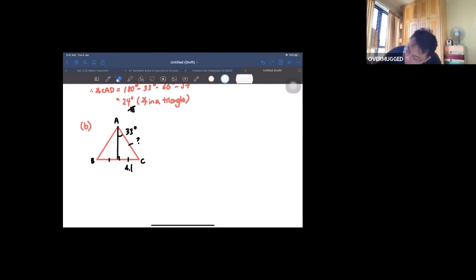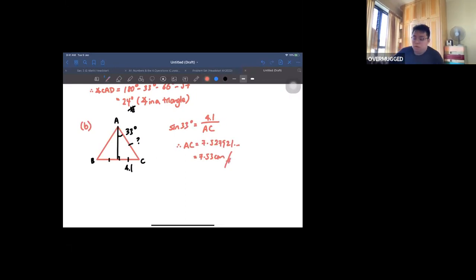Let me write it. Sine 33 degrees is equal to 4.1 divided by AC, which we can find. AC is the same thing as 4.1 over sine 33, which is 7.527921. Final numerical answer is 7.53 cm. Okay.